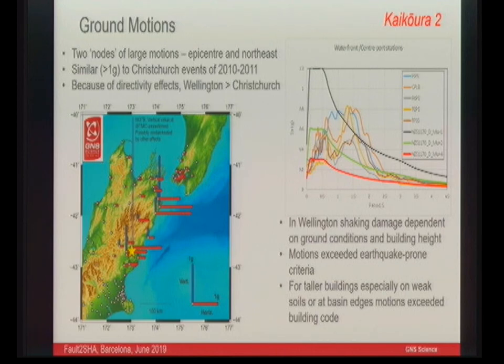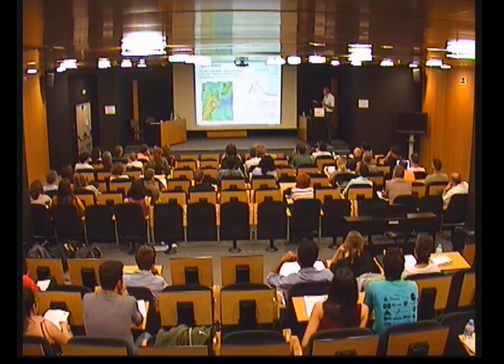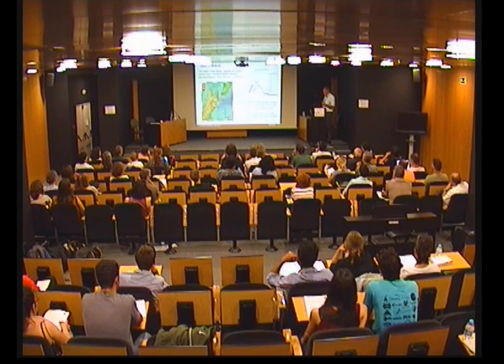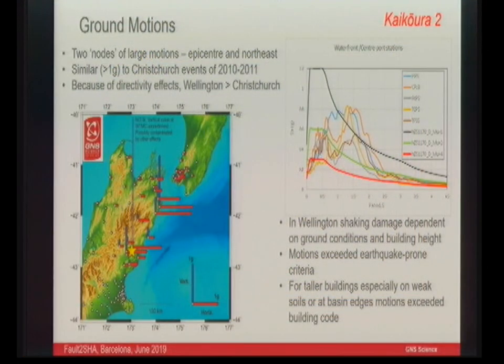In Wellington, they're not very high in terms of PGAs, but if we plot the spectra, then this is for, say, a mu value of 2, so this is a ductility factor in typical multi-storey buildings. This is a typical ductility factor in our code level, at this curve here. And you can see at 1 to 2 seconds, that earthquake, even though it's quite some distance from the epicenter, exceeded the code values by quite some distance.